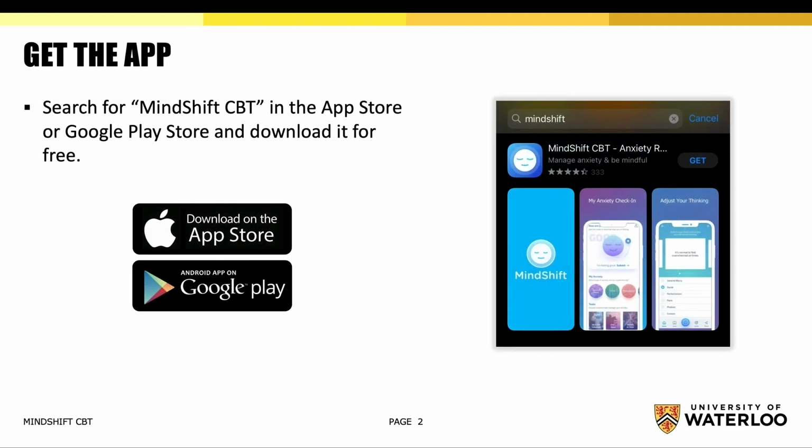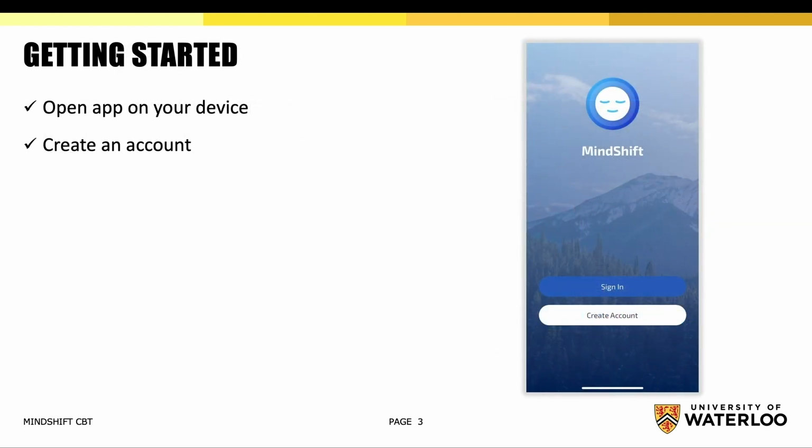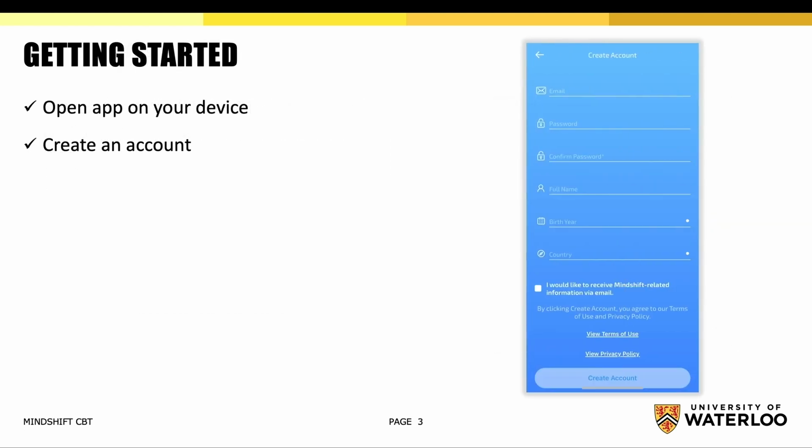To get started, head over to the App Store or Google Play Store and search for MindShift. Then, download the app for free. Once downloaded, open the app on your device. You will then be required to create an account using an email address.